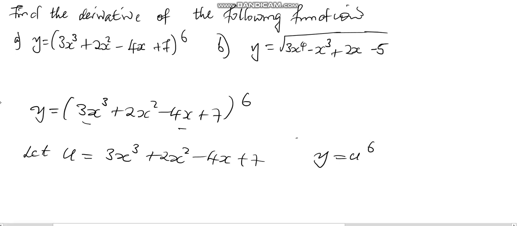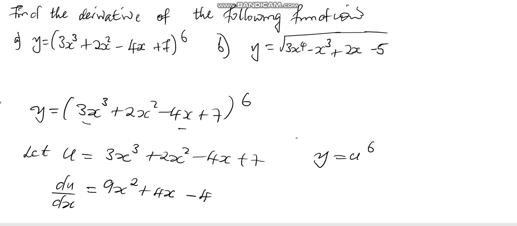Now we're going to differentiate u with respect to x. So let's say du dx is simply equal to the derivative of this function. When you differentiate this, we have 9x to the power 2 plus 4x minus 4, because when you differentiate a constant, you just get 0. Then y has now become a function of u, so we differentiate y with respect to u. So dy du is simply equal to 6u to the power 5.